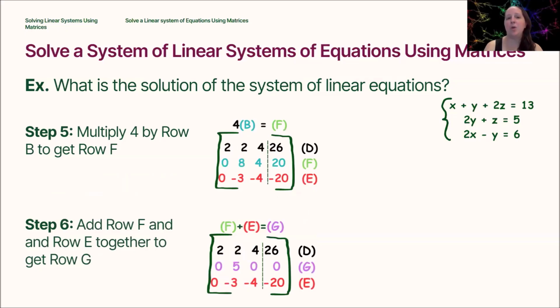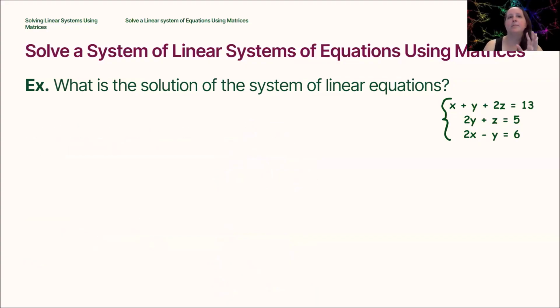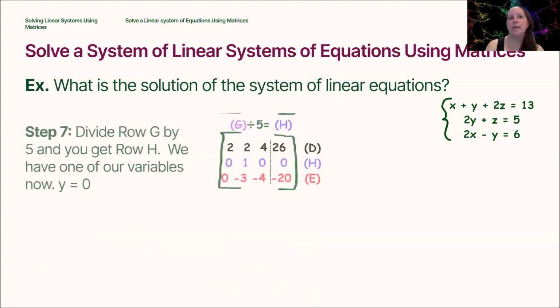The next thing I did was I multiplied 4 by row B to get row F. And then I added row F plus row E to give me G. So notice that gives me a 5, 0, 5, 0, 0. That means I got one variable isolated. That's great. From here, I'm going to divide by 5. That gives me H. So now I have 1 done. I know that my Y value is going to equal 0, which is great.